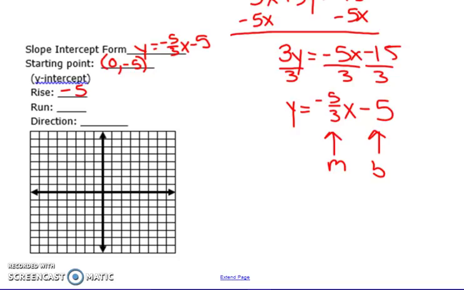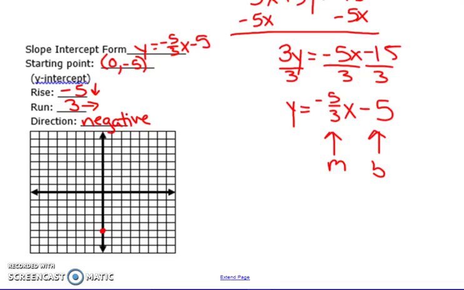So my rise in this case is going to be negative 5, which puts me moving downwards, and my run is going to be positive 3, which makes it move to the right. My direction is a negative slope, so when I look at it from left to right, it needs to be moving in a negative direction. I'm going to start by plotting my y-intercept, I'm going to go down 5. Well, when I go down 5, it takes me off the graph.